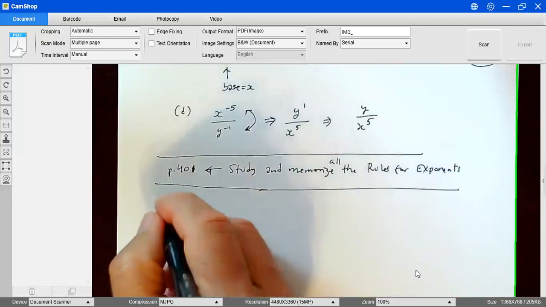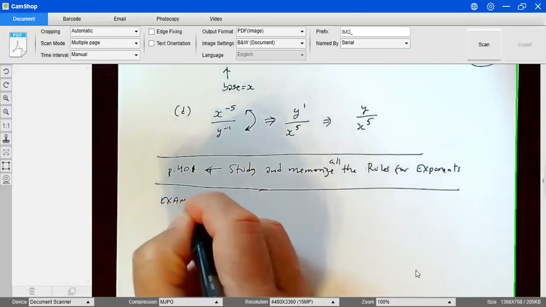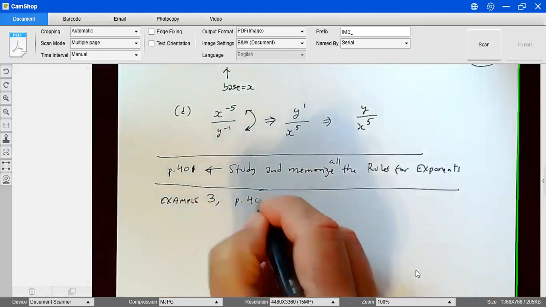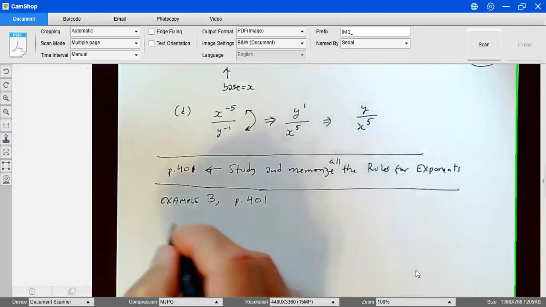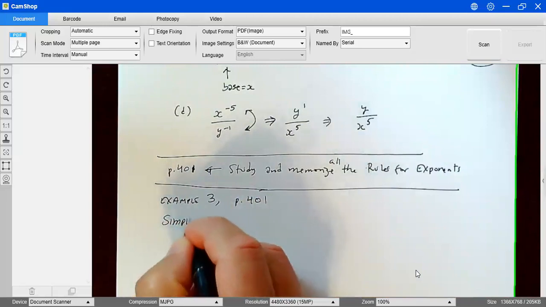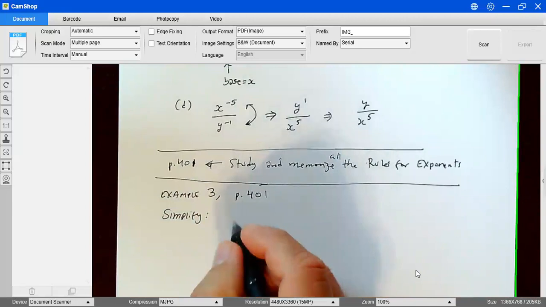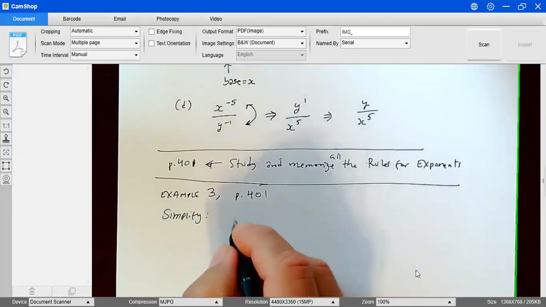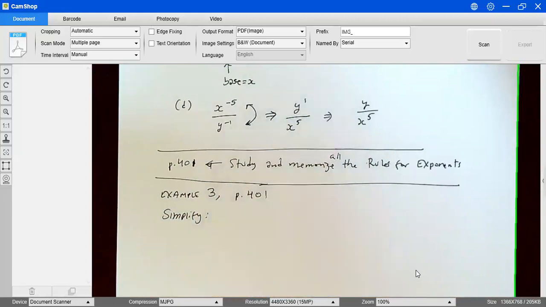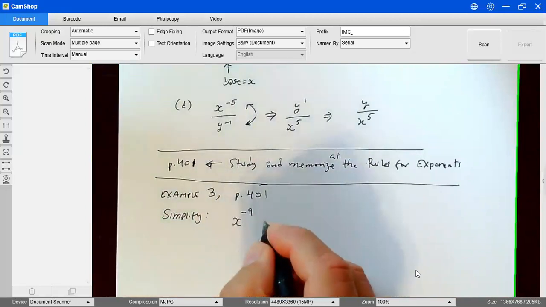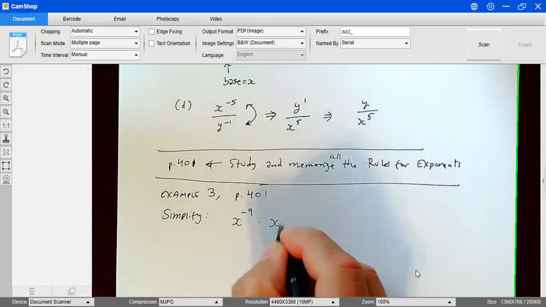So we're going to start with example 3 to apply all those rules. This is on page 401, and this is about simplifying. So we need these rules every time because we need to simplify algebraic expressions all the time. So we have on example 3 just x to the negative 9 times x to the 4.